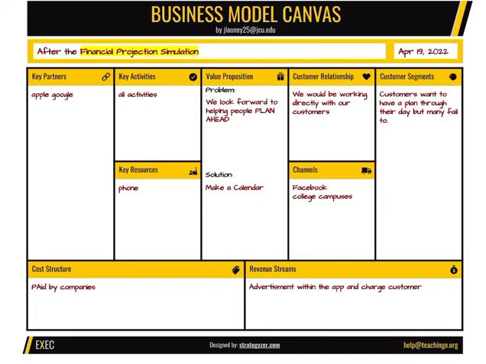Our key resources would be our phone. You need your phone on you 24/7, or you don't need to, but people do. And with our phones, we are able to have a schedule throughout the whole day, and that's what our product is helping with. And then the value propositions are still the same.